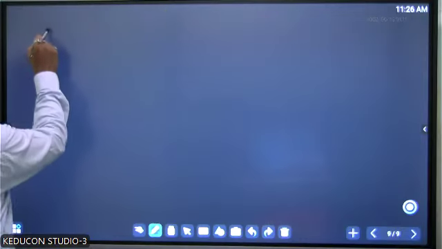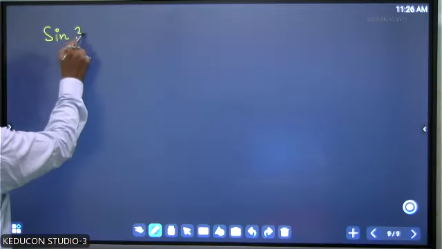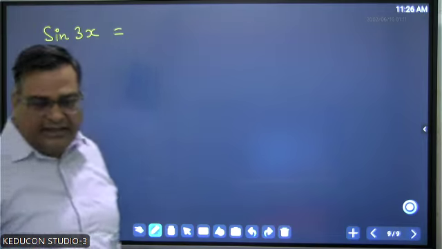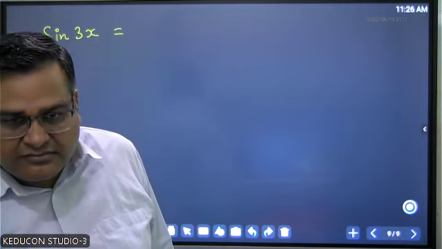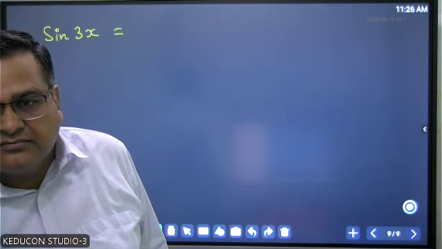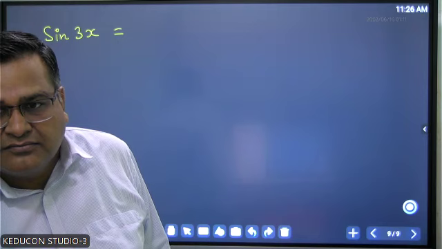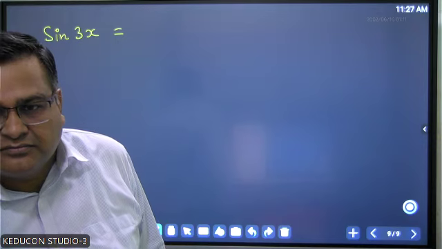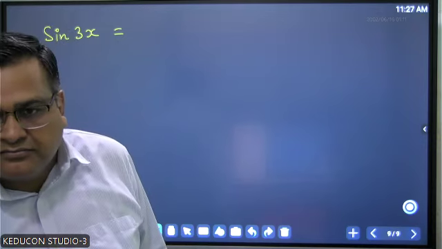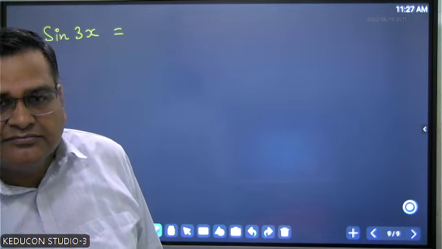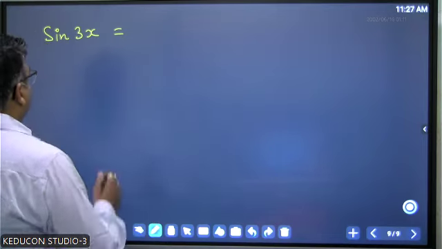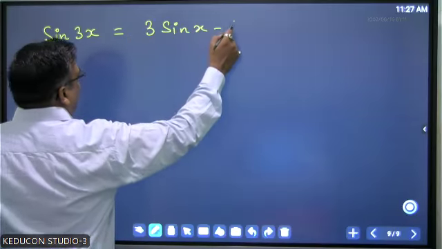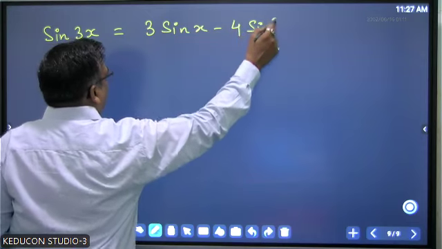Next we have sine 3x. When you have sine 3x, any question? Right, students. So when you have sine 3x, this is 3 sine x minus 4 sine cube x.